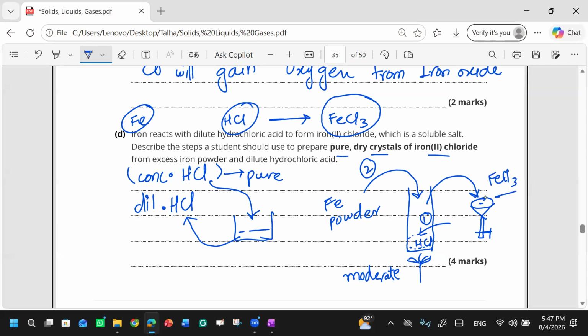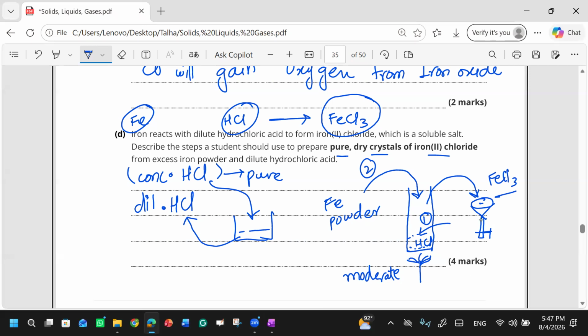Also, the filtration is, just like you told, to purify the substance, because sometimes there can be impurities. Okay, you get this. How will we do this experiment? The first step is to add excess iron powder to the measured volume of HCl.